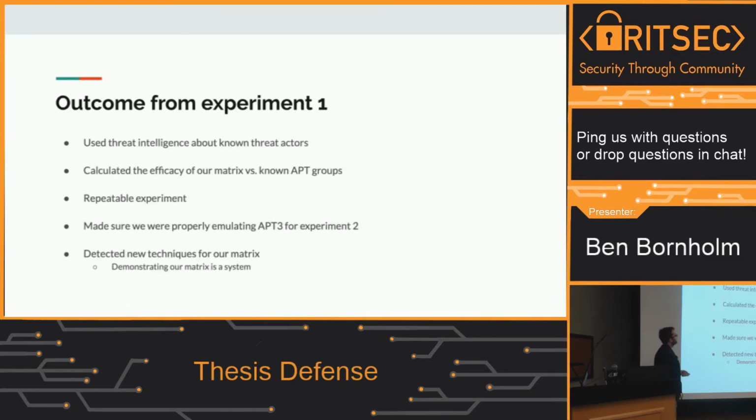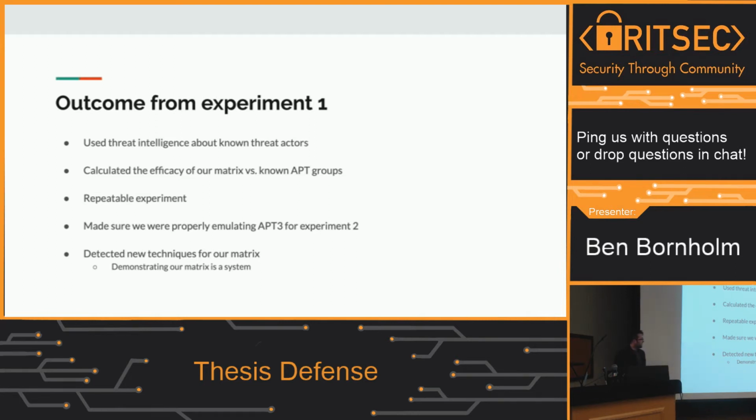So, outcomes for experiment 1: we used open source threat intelligence about our threat actors, right? We calculated the efficacy of our matrix against the known APTs. And it is also a repeatable experiment. And we also made sure that when we reviewed APT3, this is really important because this will come in experiment 2, that we could properly emulate APT3 in experiment 2, which we'll talk about in a little bit. But it made sure that we knew what APT3 was and what they were doing.